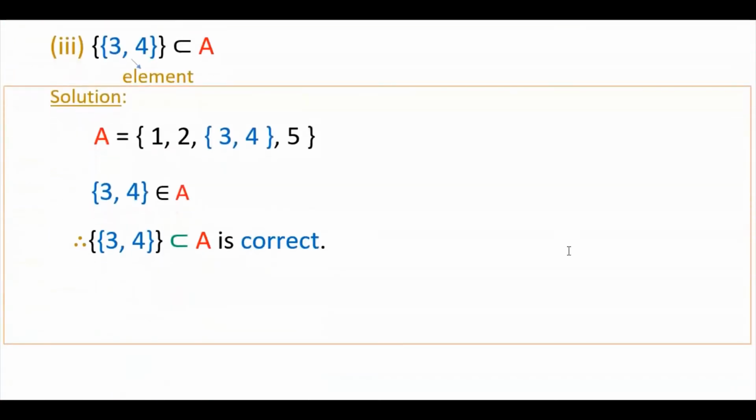And third one, here this element {3, 4} set is an element of A. This is again inside the braces, so this is again a set. This set is an element of another set. So this is a subset of A. Correct, because the subsets of A you can write as {1}, {2}, all are subsets of A. So this is also an element, so this is also a subset of A. So you can write like that. So it is a subset of A is correct.